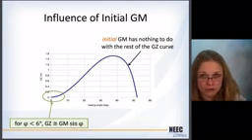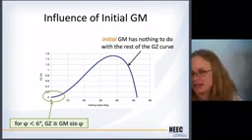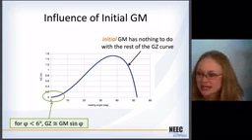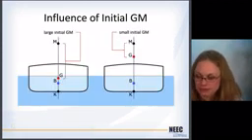Okay, I do want to note that the initial GM has absolutely nothing to do with the rest of the GZ curve. Remember, the GM is really only important for those really small angles of heel, like I said, less than 6 degrees here. However, it does have some influences on some other things.